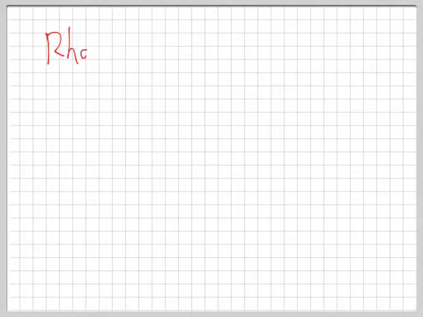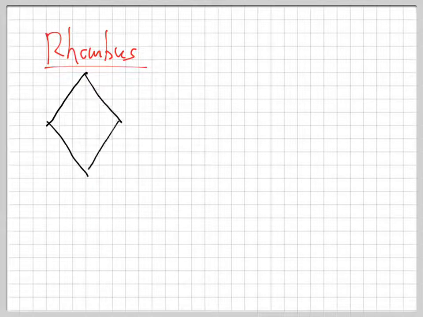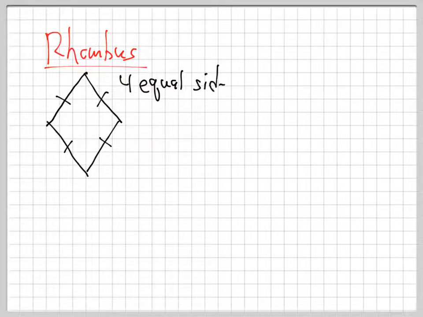So rhombus. We made a bunch of rhombuses in our constructions, remember? What's a rhombus? Remember, it's like a diamond. And it has all four sides equal. Four equal sides. Let's just leave it at that. Four equal sides, like a diamond.